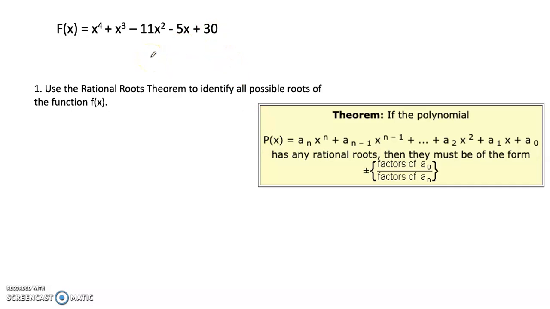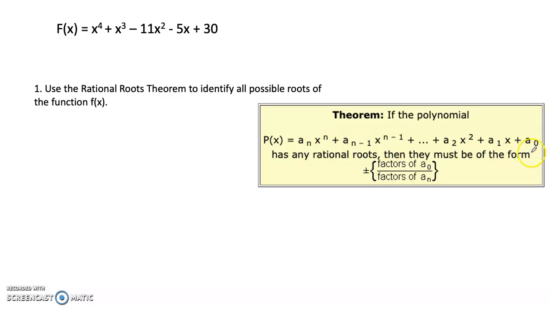In this example, we want to use the rational roots theorem to identify all the possible roots of the function. Let's recall that the rational roots theorem is when we have a polynomial and we can find all of the possible rational roots by taking the plus or minus factors of a0, which is typically the last term in our polynomial. It is without a variable, it's our constant, over the factors of an, which is typically the first term in our polynomial. It's the term with the highest degree.